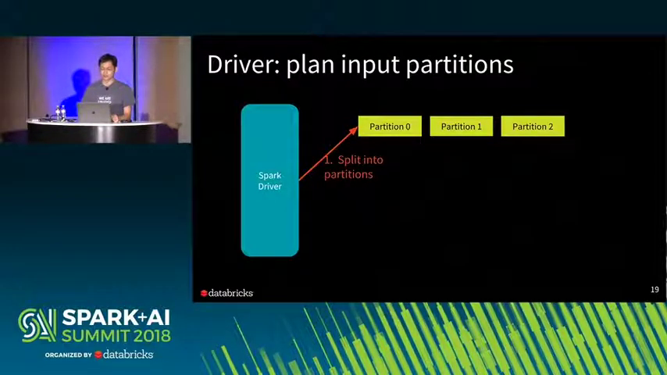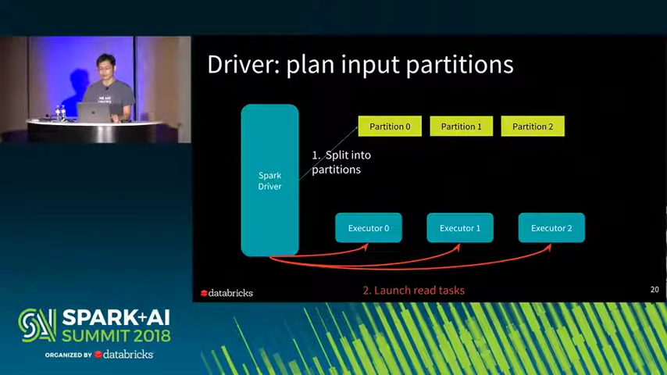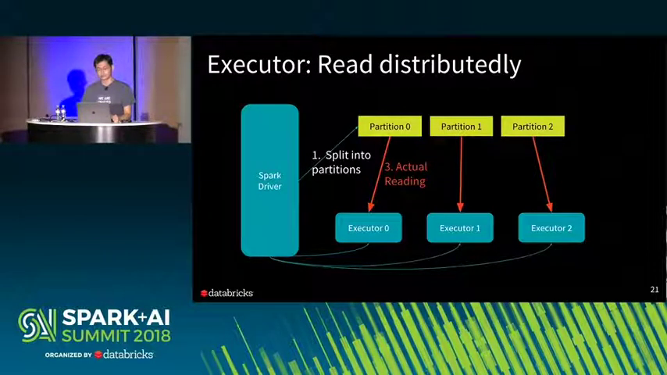Wenchen had introduced this flow in his session. I will give a quick overview. First of all, the driver will create partitions, and for each partition, Spark will launch a read task. And the executor will do the actual data reading. Parquet file records will be converted to Spark internal rows distributedly.